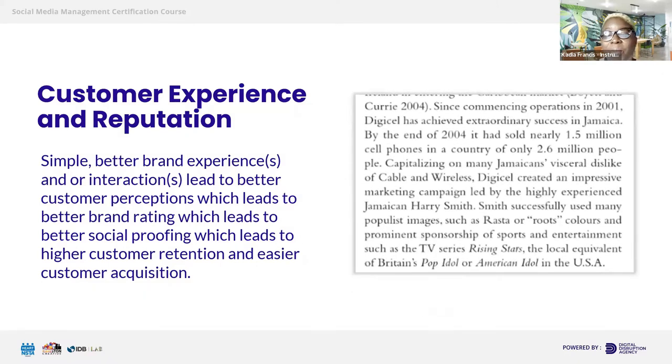So it says, since commencing operations in 2001, Digicel has achieved extraordinary success in Jamaica. And by the end of 2004, it had sold nearly 1.5 million cell phones in a country of only 2.6 million. So more than half the country was Digicel in a very short period of time, right? Cable & Wireless lost the majority of its customer base.